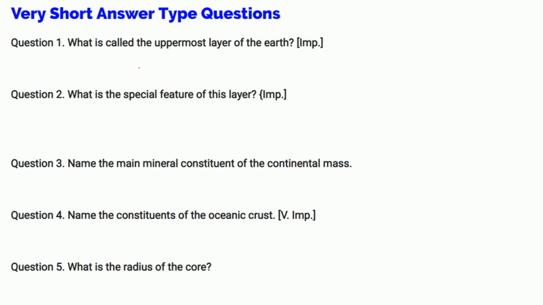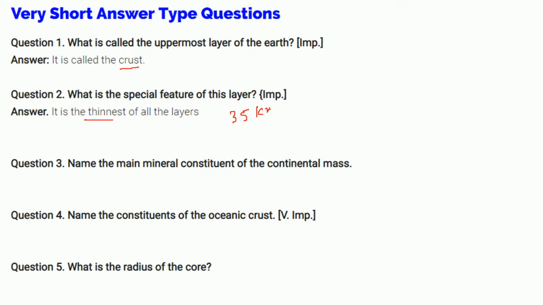Short questions. What is called the uppermost layer of the earth? It is called the crust. What is the special feature of this layer? It is the thinnest of all the layers. As I said, 35 km for land and 5 km in the seabed.